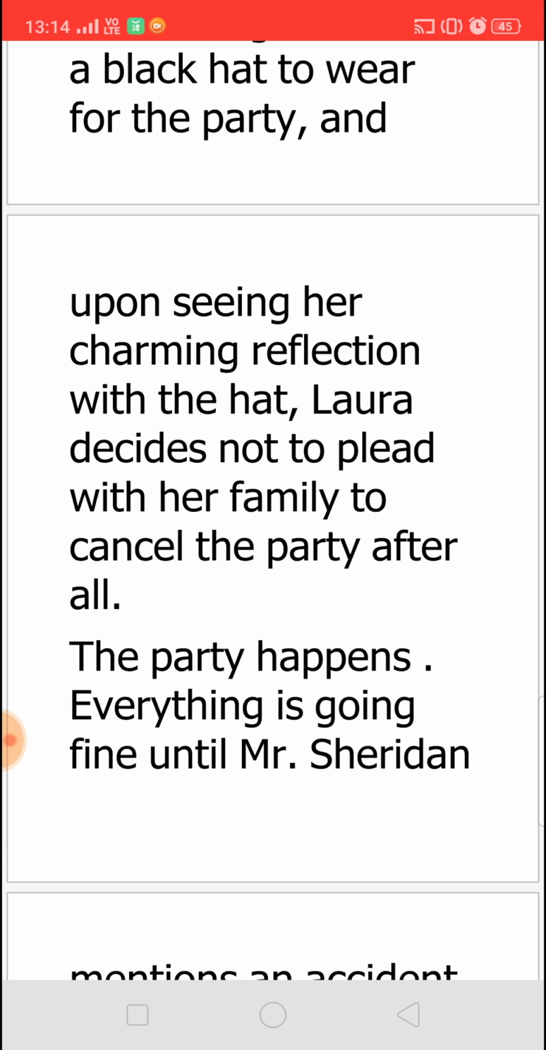Now the mother has said that they have invited many people and all the arrangements are made, so cancelling at the last minute will not be a good idea. So the party happens and everything is going on well.